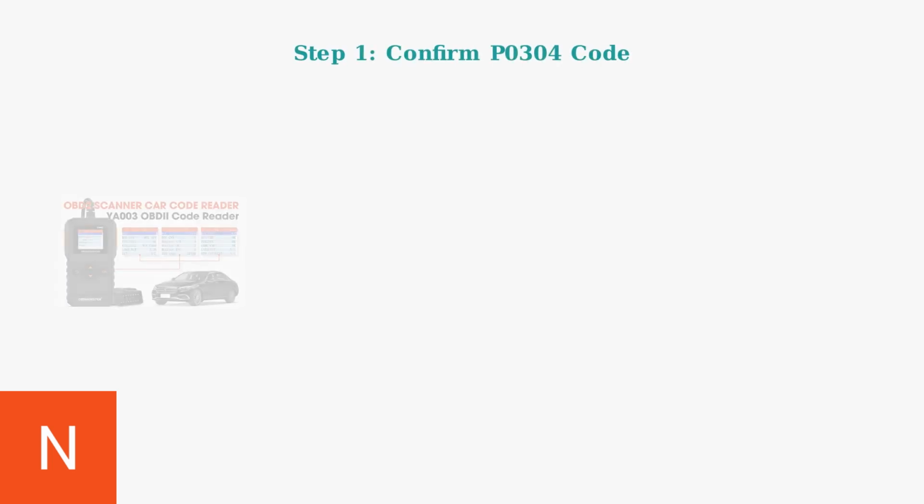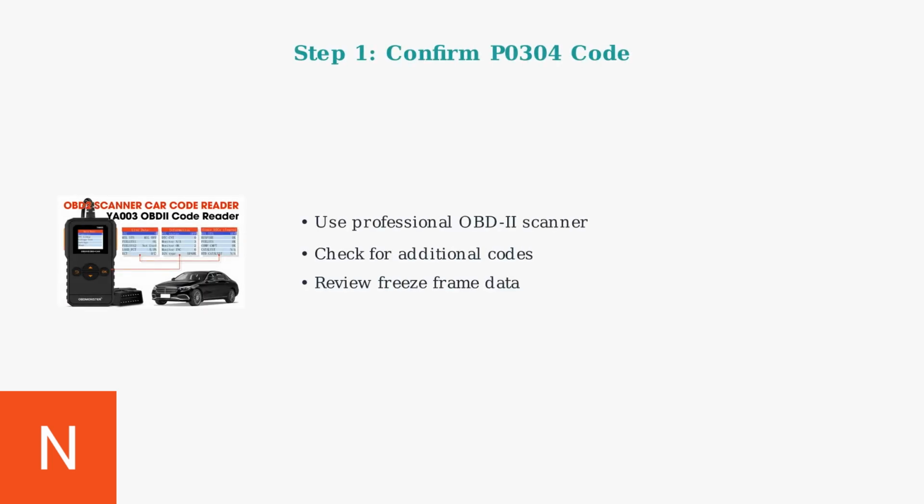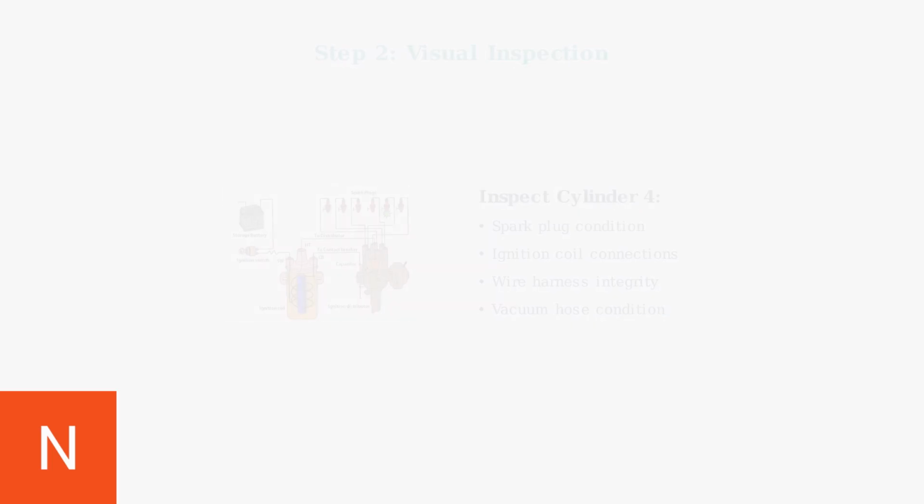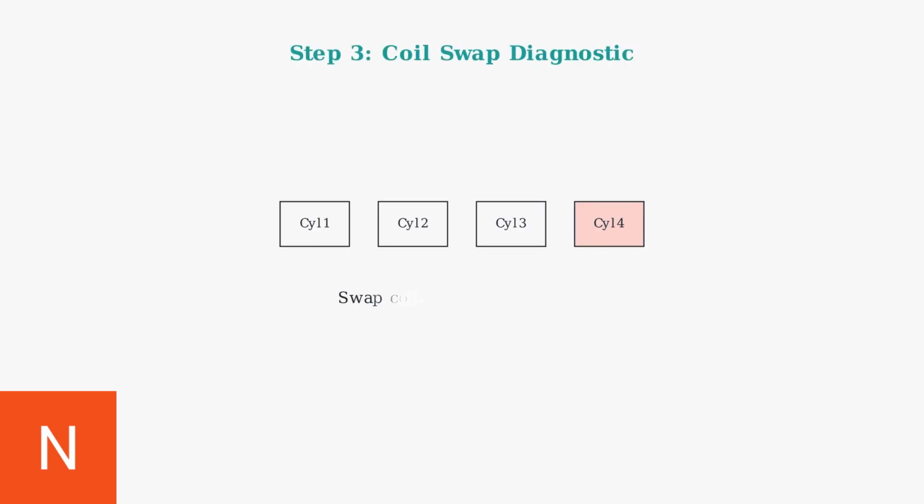The first step in troubleshooting P0304 is confirming the code with a professional-grade OBD2 scanner. This ensures accurate diagnosis and reveals any additional related codes. Next, perform a thorough visual inspection of cylinder 4 components. Look for obvious damage, loose connections, or worn parts that could cause misfiring. A simple but effective diagnostic technique is swapping the ignition coil from cylinder 4 with another cylinder. If the misfire moves to the new location, you've identified a faulty coil.